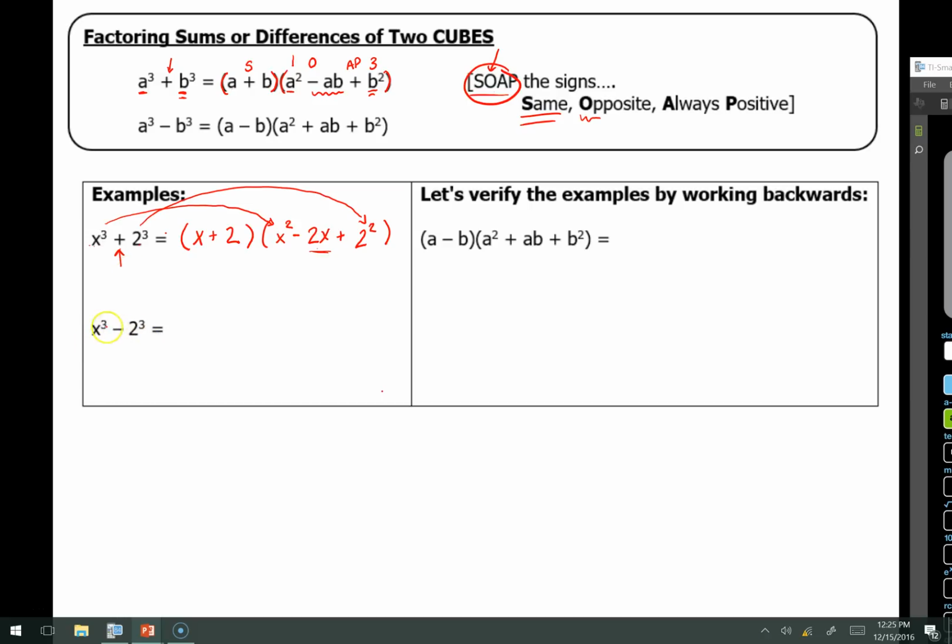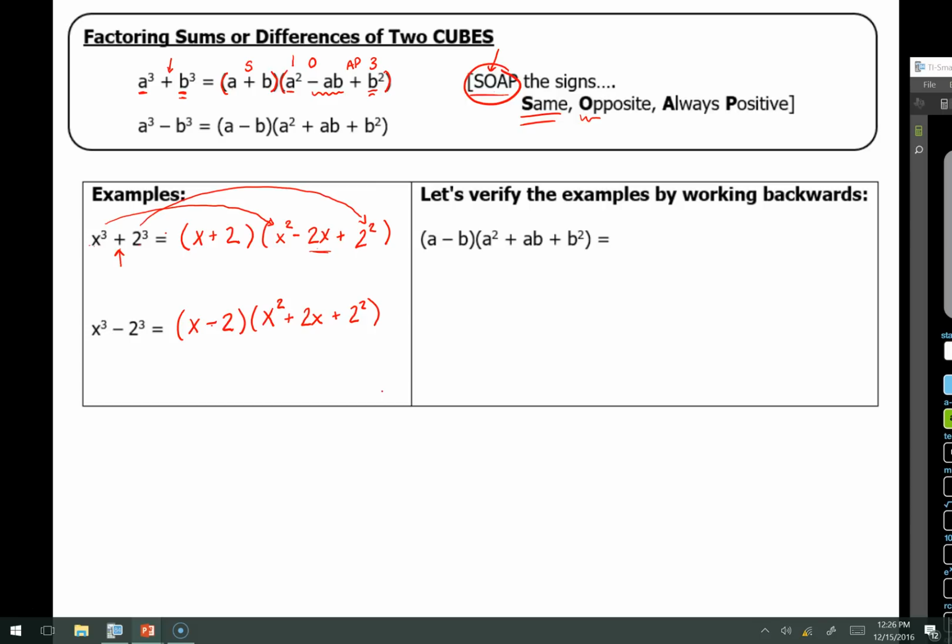I have two bases, both are cubics, and we are subtracting this time. So let's draw our two sets of parentheses. The first factor is going to have the two bases with the same sign, so that's x minus 2. The second factor is going to have the first base squared in the first part, the last base squared in the last part, and the middle is going to be the 2 multiplied with the x. The signs are going to be same, opposite, always positive. Now I want you to look at both of these. There is a simplification that needs to happen.